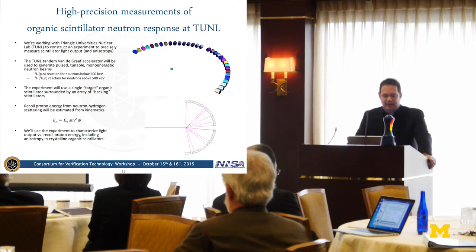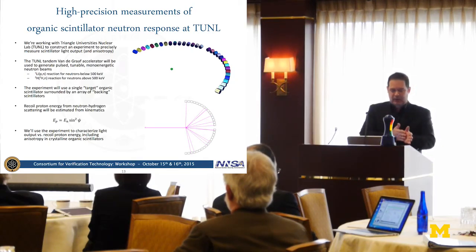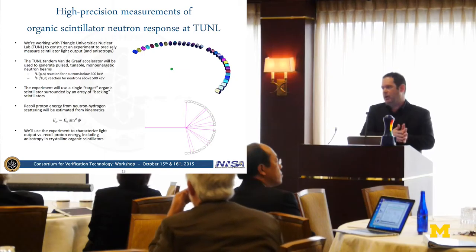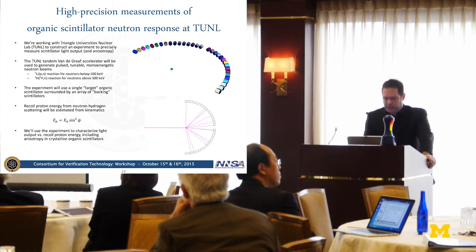Okay, so the last experiment that we're involved in is working with Duke University's Triangle Universities Nuclear Laboratory to do some high-precision measurements of organic scintillator neutron response. Basically, we're going to use the tunnel Van de Graaff accelerator to produce monoenergetic neutron beams that we fire onto a target detector, it could be a steel beam, for example, and we're going to use an array of backing detectors shown as an arc in the two pictures there.